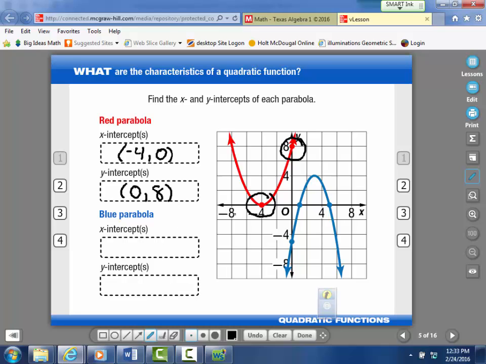Now our blue parabola is crossing the x-axis twice, so we're going to recognize both of those points. Since we're counting by 2's, this would be at 1, 0, and then the other point is at 5, 0. And where is it crossing the y-axis? Down here at -5. So that point is 0, -5.